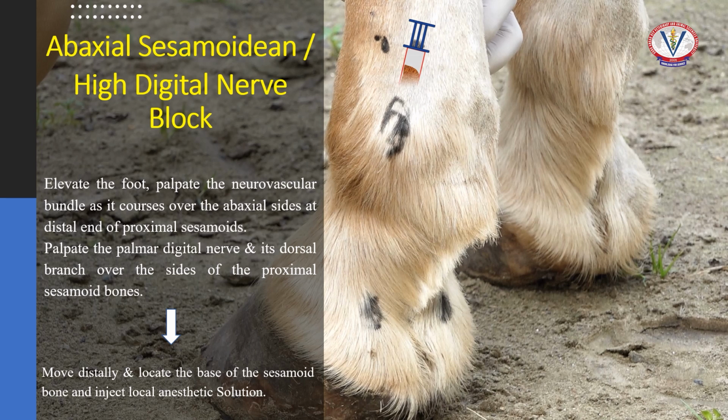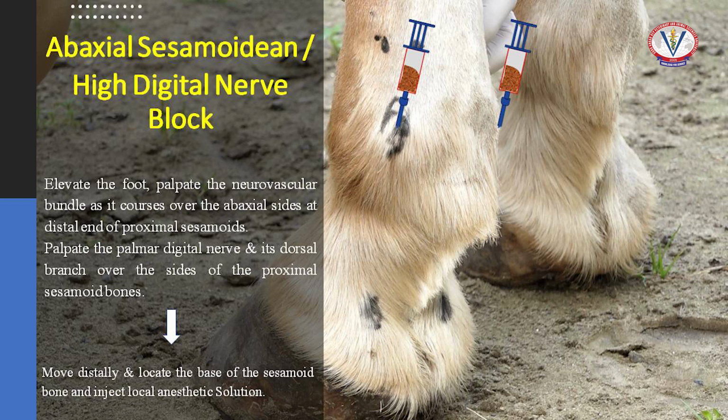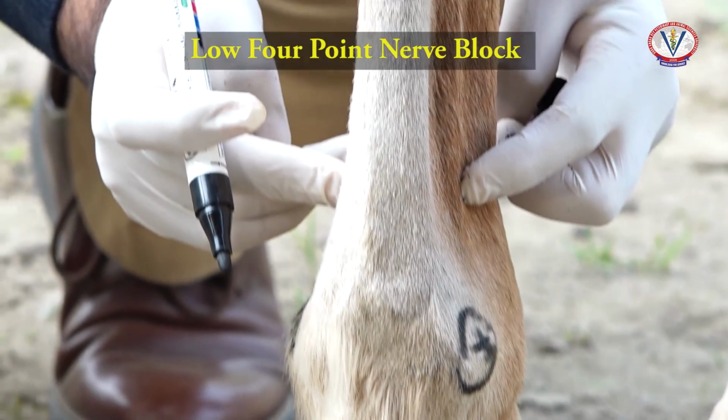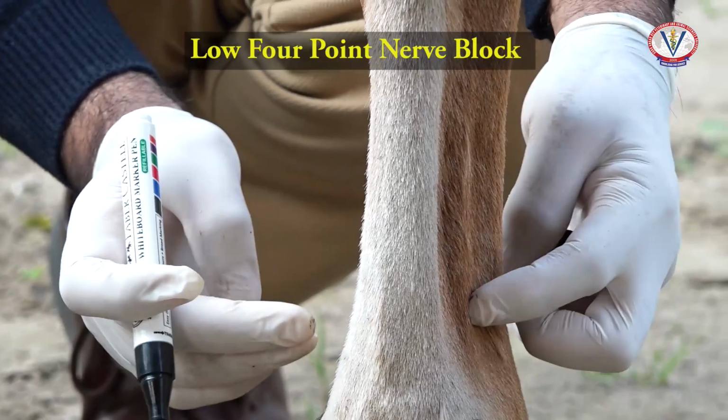Inject local anesthetic solution and blocking distally from where the nerves can be palpated prevents the anesthetic from going too far proximally, possibly anesthetizing the fetlock area. And the third nerve block is the low 4-point nerve block.